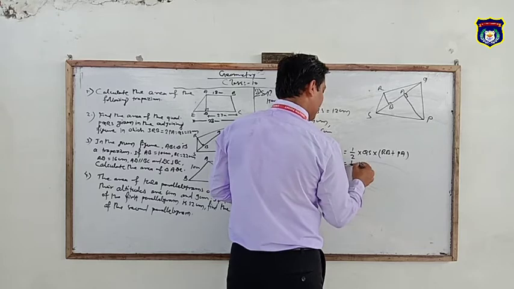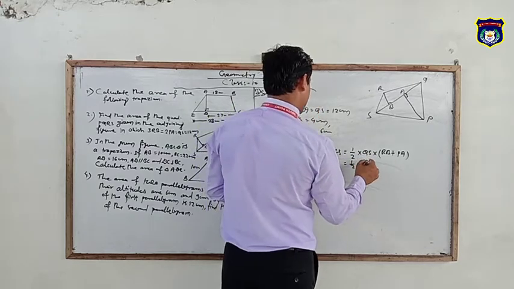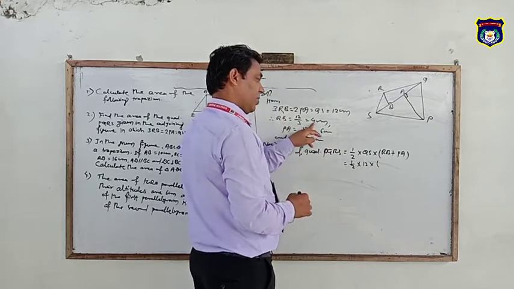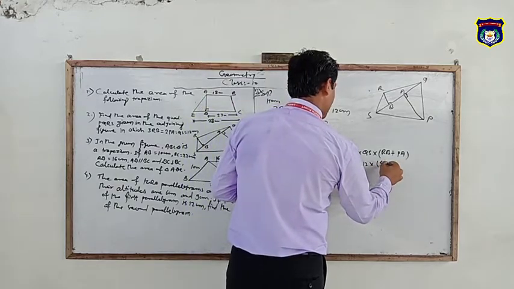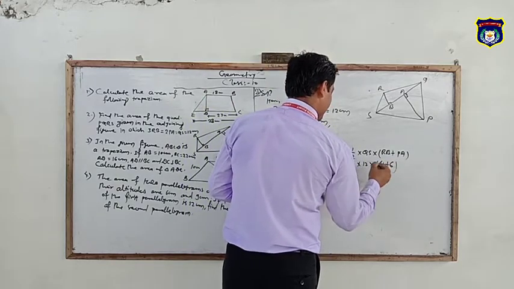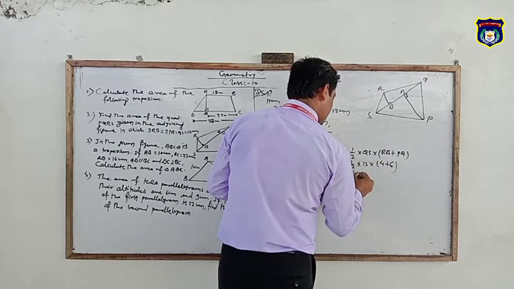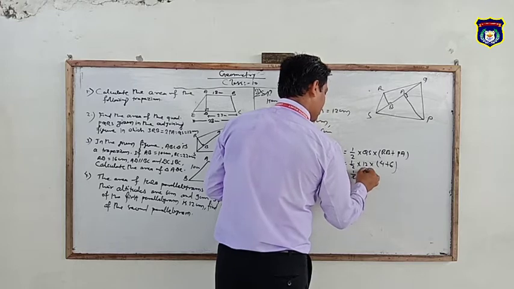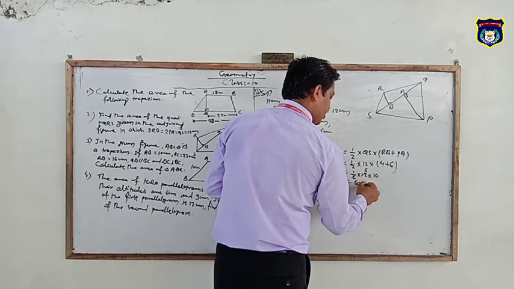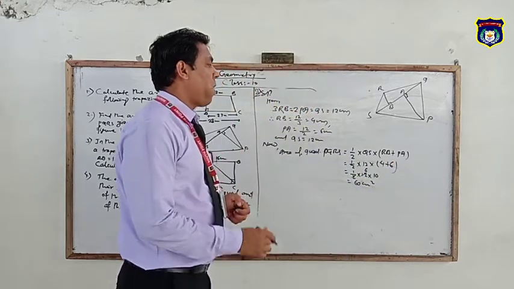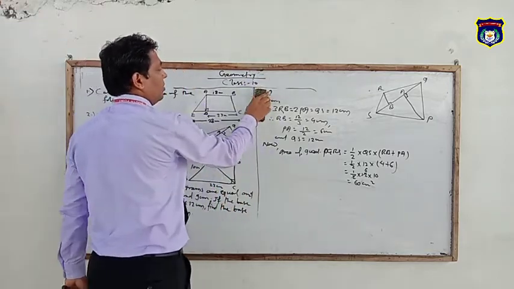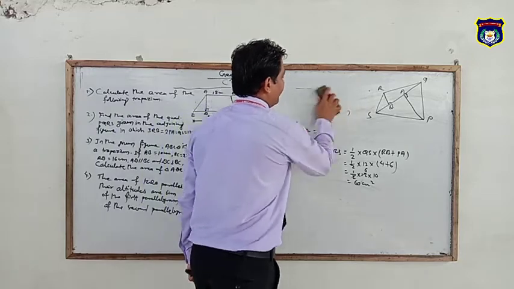After that, substitute the value of this. QS is 12 and RB is 4 centimeter and PA is 6. 1 by 2 into 12 into 10, equal to 60 cm square. After that, we will go to question number 3.